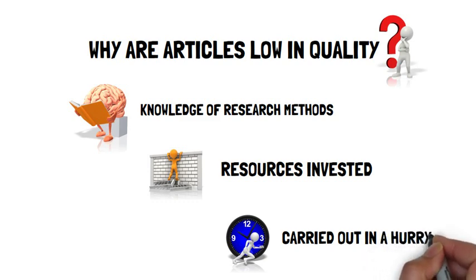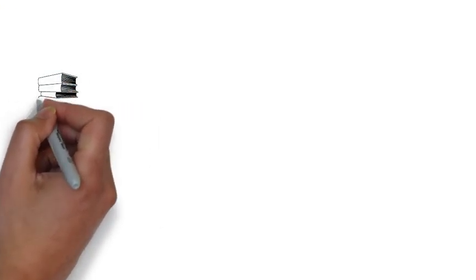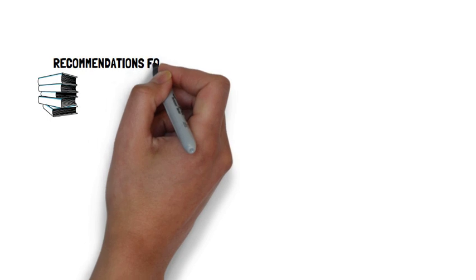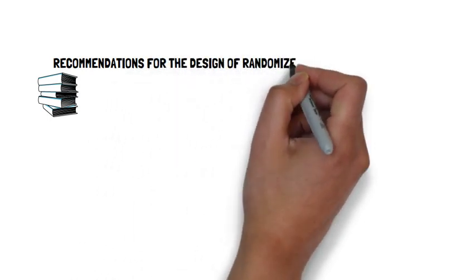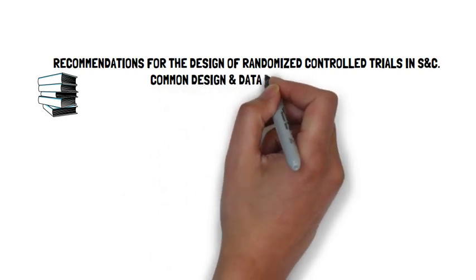Therefore, to help improve the robustness and the interpretation of S&C research, Marco Beato published an article in the journal Frontiers in Sports and Active Living titled Recommendations for the Design of Randomized Controlled Trials in Strength and Conditioning, Common Design and Data Interpretation.